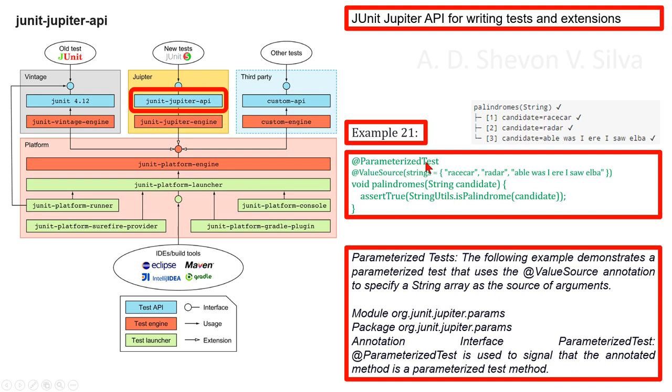When executing this parameterized test method, each invocation will be reported separately. For instance, the console launcher will print out something similar to the following.